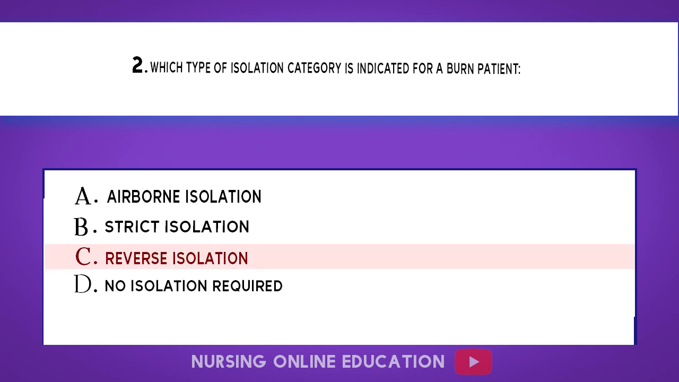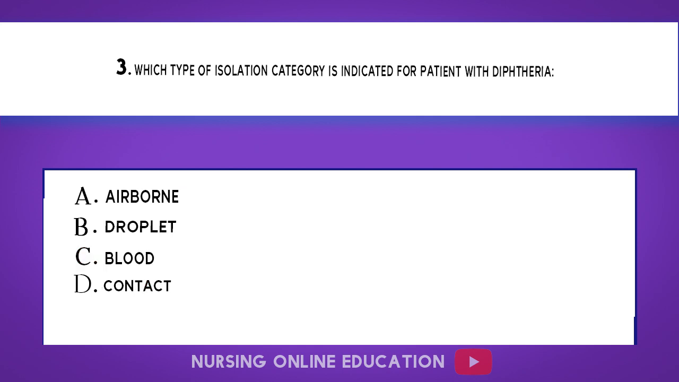The answer is option C. Reverse isolation. 3. Which type of isolation category is indicated for patient with diphtheria? A. Airborne. B. Droplet. C. Blood. D. Contact.